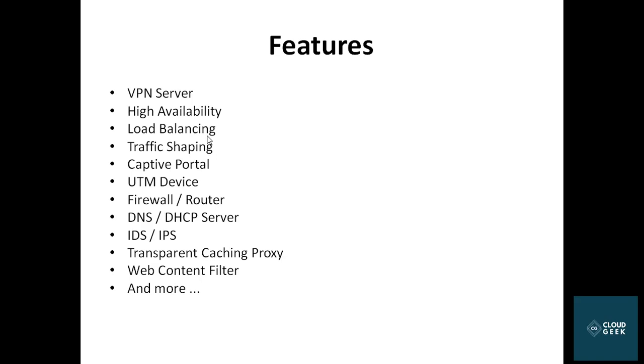And the next thing is firewalls and routers. As you know, firewalls and routers work as layer 3 devices. If you want to communicate from one network to another network, you need a layer 3 device like firewalls and network routers. You can use pfSense as a firewall or router.